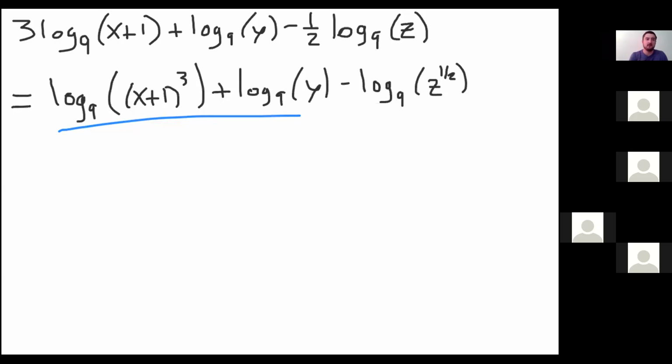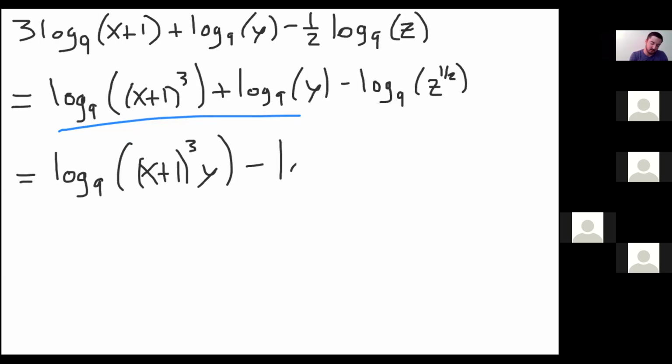I'm adding the logs, which means when I combine them into a single log, I multiply the insides together. So this becomes log base 9 of x plus 1 cubed times y, and then I'm still subtracting this log base 9 of z to the 1/2.